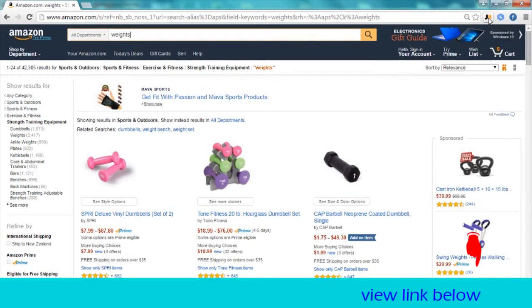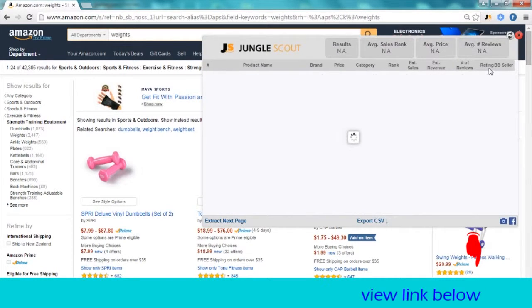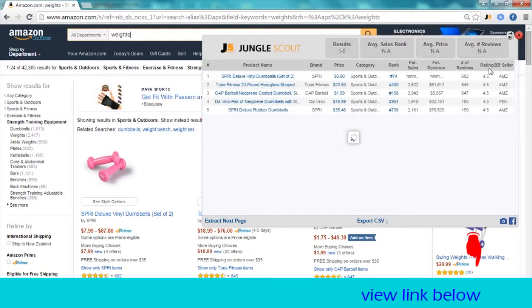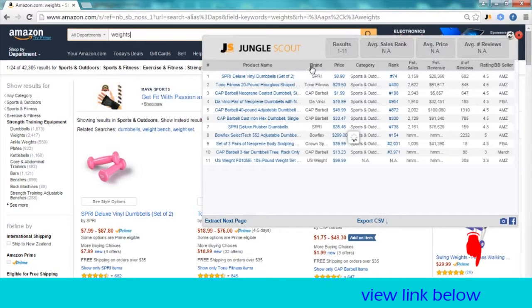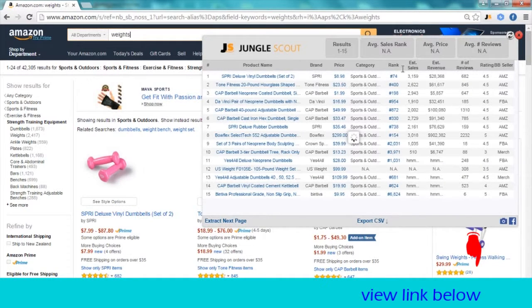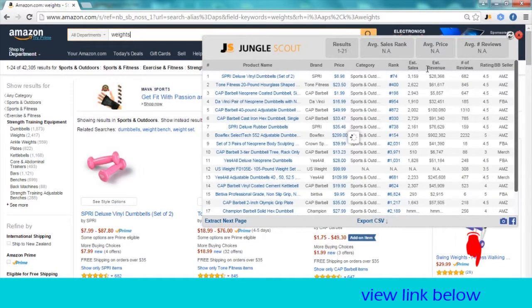So what we do is we click on this little app, and what it does is it takes everything on that page and puts it into a spreadsheet. Gives you product name, brand, price, category, rank, estimated sales, the revenue, the reviews, how many reviews there are, what type of rating, and whether it's been sold by Amazon, or fulfilled by Amazon, or sold by the merchant themselves.